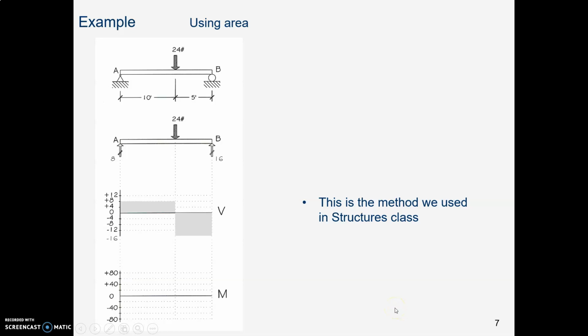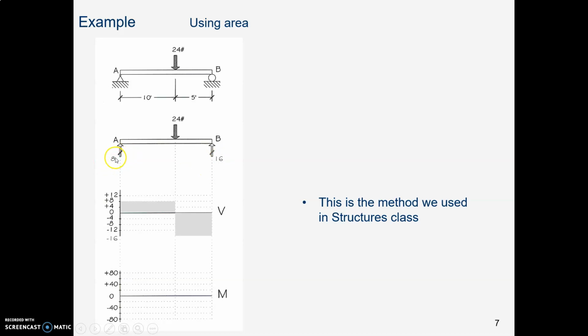Here's an example that we looked at in structures class, and back in those good old days we used area to figure stuff out. So in this beam we had figured out how big are the reactions under each end, and for this guy it happens to be 8 pounds at A and 16 pounds at B.